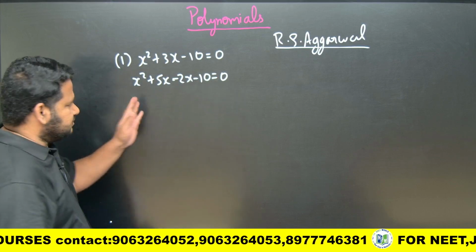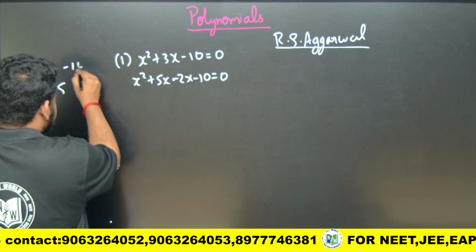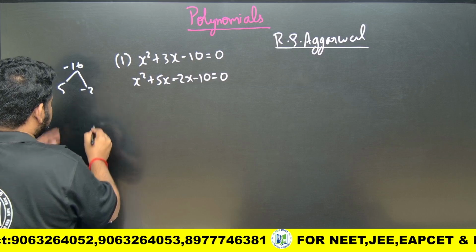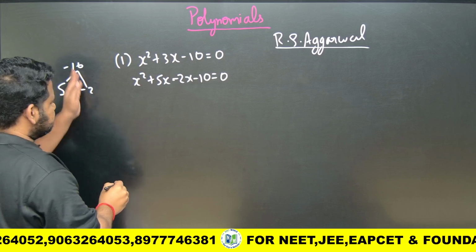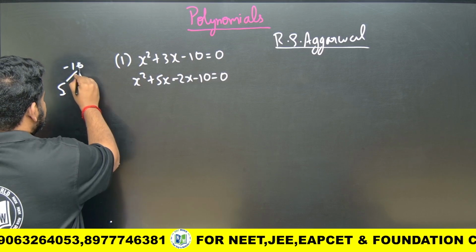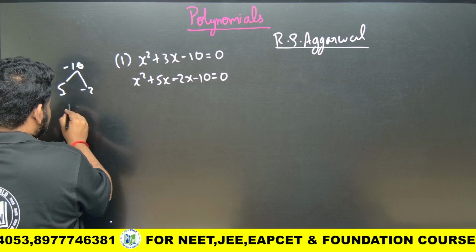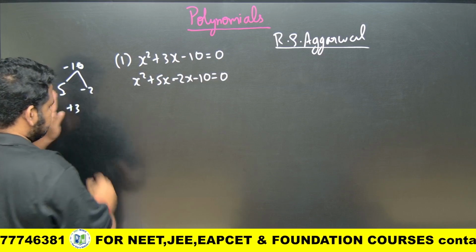See, minus 10 can be written as plus 5 minus 2. 5 into minus 2 is minus 10. But what about the sum? 5 plus minus 2, that is, it will become plus 3. That is what I have done here.